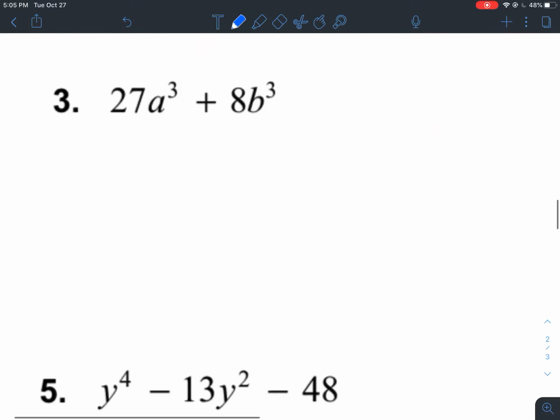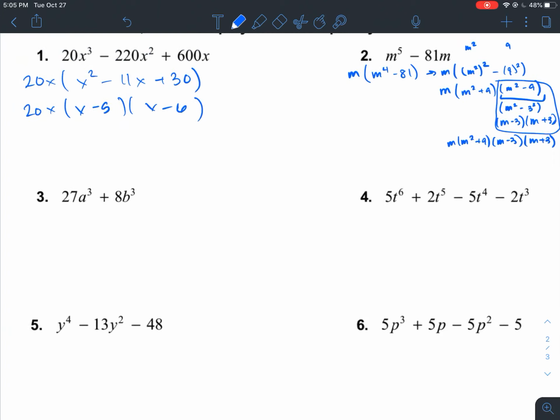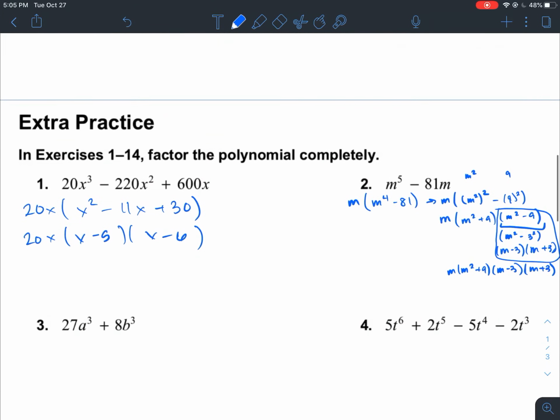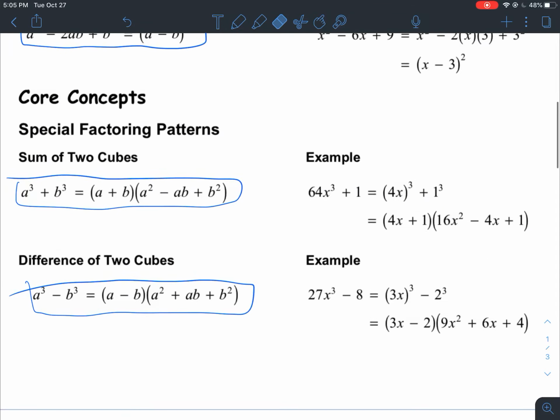So let's try number 3. So again, we're going to look for a pattern. So let's look up here. So this is being cubed, that's being cubed, and being added right there. So I want to look for a pattern like this one right here. So can I change the variable here to look like that?